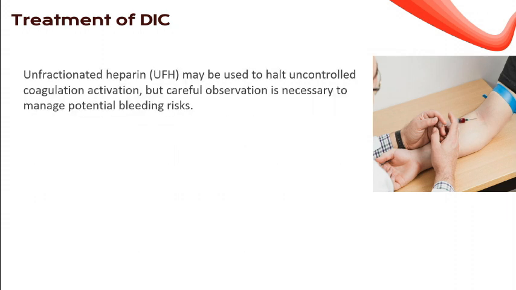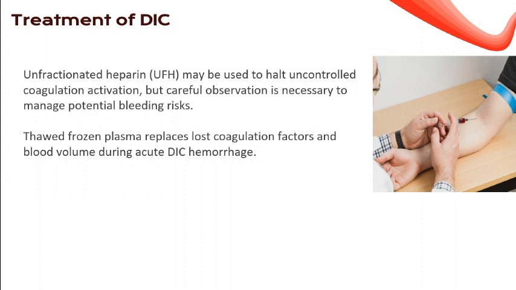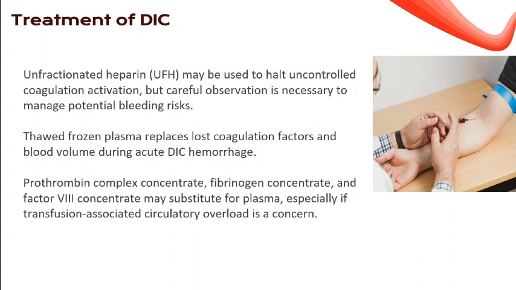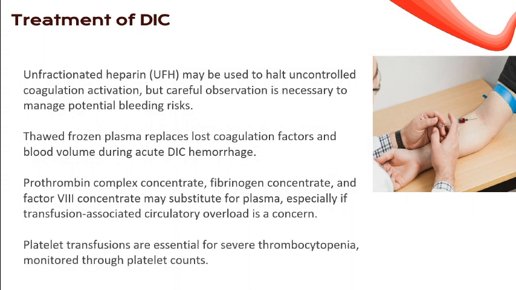Enter unfractionated heparin. It's like the pause button for uncontrolled coagulation activation. But, of course, we keep a keen eye out for potential bleeding risks. Thawed frozen plasma steps in, replacing lost coagulation factors and blood volume during acute DIC hemorrhage. And if transfusion-associated circulatory overload is a concern, we have substitutes like prothrombin complex concentrate, fibrinogen concentrate, and factor VIII concentrate. For severe thrombocytopenia, platelet transfusions are our heroes, closely monitored through platelet counts.